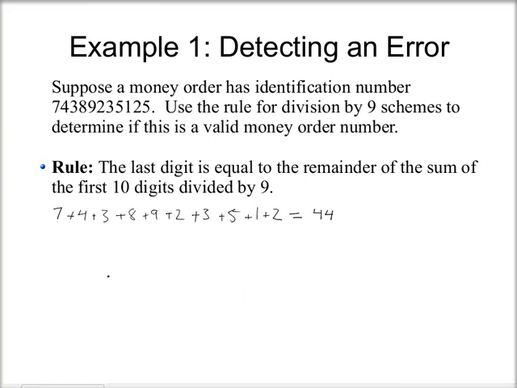If I add all of those up, that's going to give me 44. Now I want to find the remainder of 44 divided by 9. I'm going to go the easy route, and I'm going to use Google. It's going to tell me that 44 mod 9, so the remainder of 44 divided by 9, is going to be equal to 8. So if this is a valid money order number, then my check digit should be 8, but it's not. The check digit here is 5, so this is not a valid money order number.